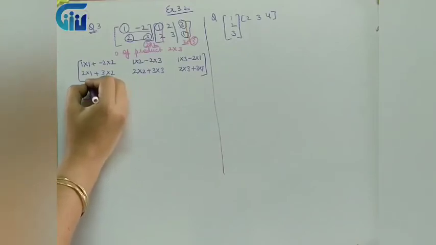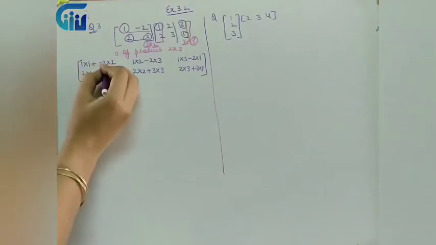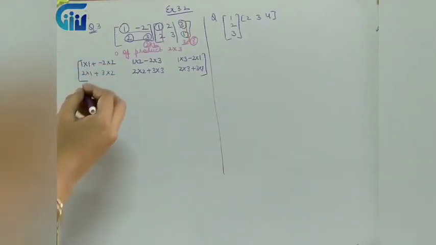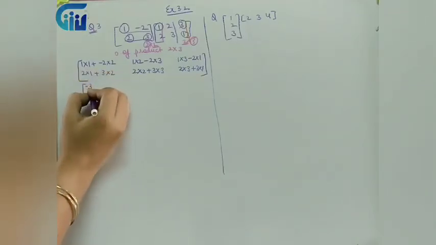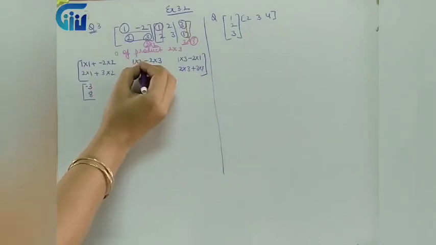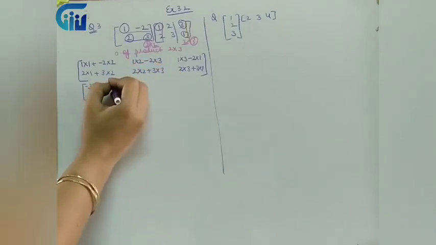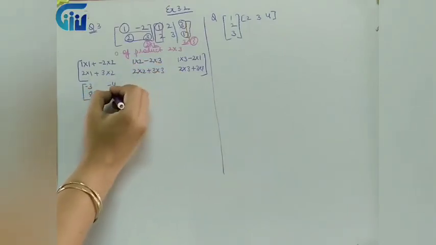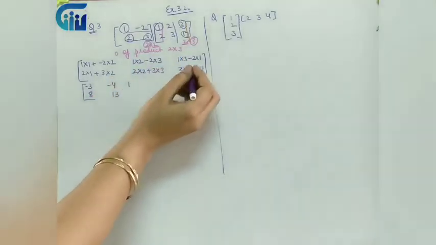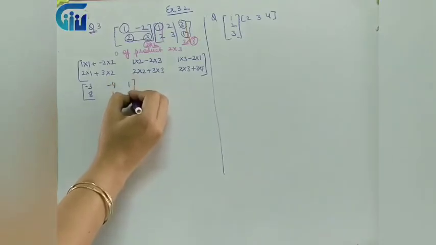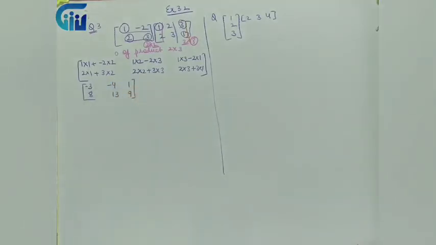What we will get? So it is 1 minus 4, that is minus 3, 1 minus 4, then 2 plus 6, 8, this is 2 minus 6, that is minus 4, 4 plus 9 will give you 13, 3 minus 2 will give you 1, 6 plus 3 will give you 9. So this is your product matrix.